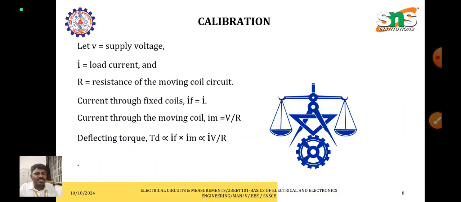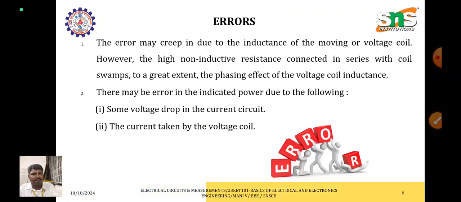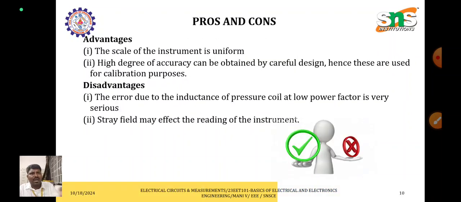And these are some calibrations. If you are using the meter for several days, several months, several years, it should be calibrated to give accurate values. Some observation errors will occur, so in order to avoid this kind of error, we have to calibrate every 6 months. And these are the pros and cons, the advantages and disadvantages. The scale of the instrument is uniform and accuracy is high, but errors may occur, and stray fields may affect the reading of the instrument.